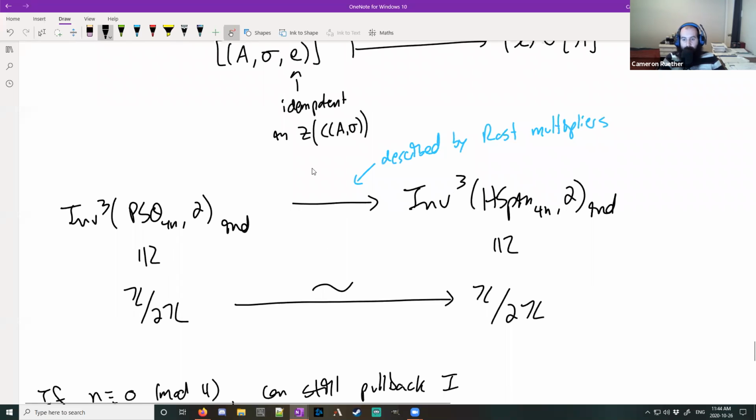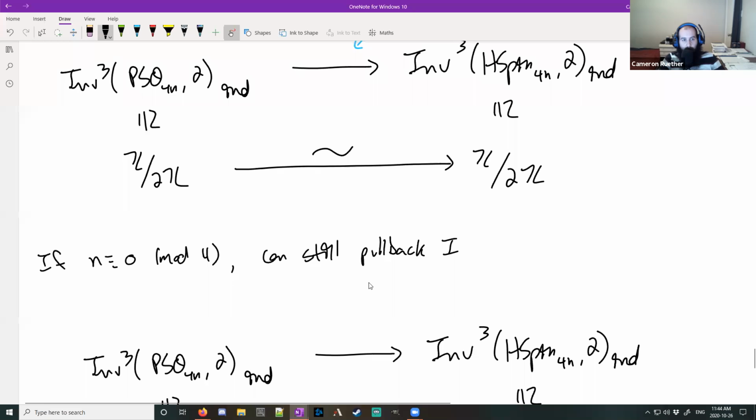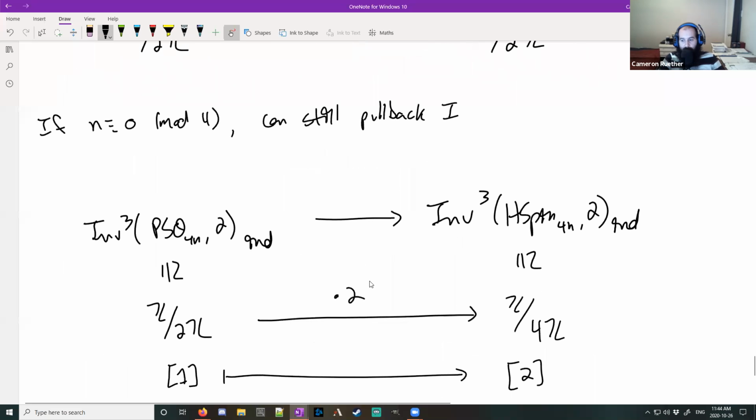But still pretty good when it's congruent to 2. We have a full description. I guess I have a few more minutes.